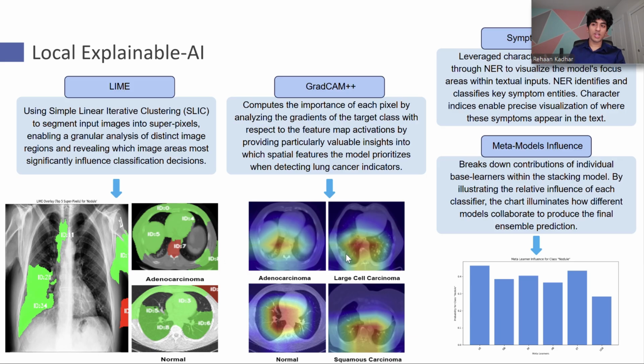Once we worked on those modalities, we worked on local explainable AI, with LIME being implemented for the CT scan and X-ray modality, which segments input images into superpixels, revealing which image areas most significantly influence classification decisions. We worked on Grad-CAM, which provides valuable insights into which spatial features are most prioritized when detecting lung cancer indicators, which was done specifically for the CT scan modality.